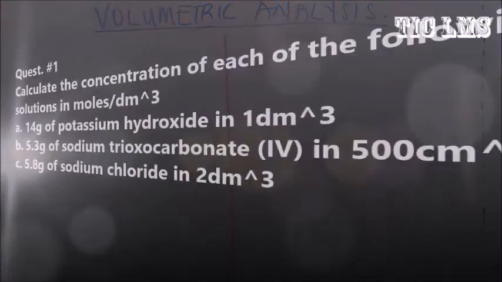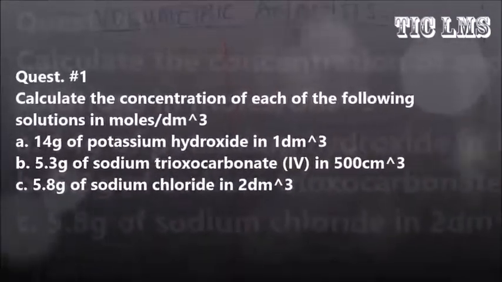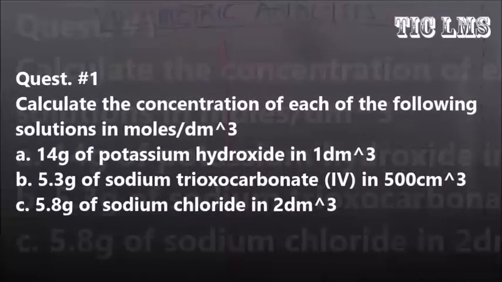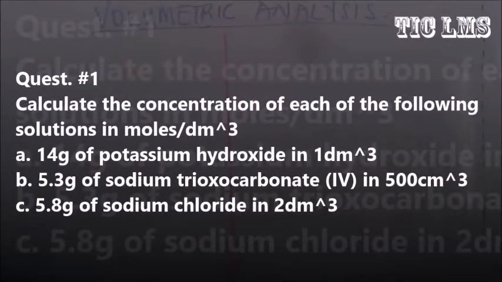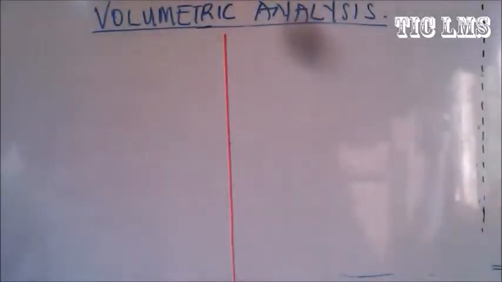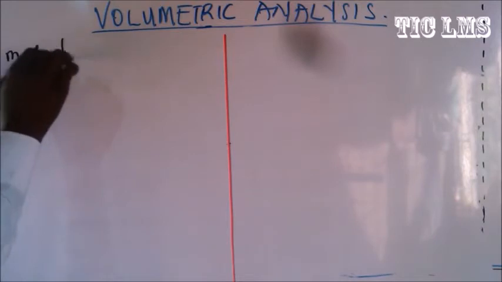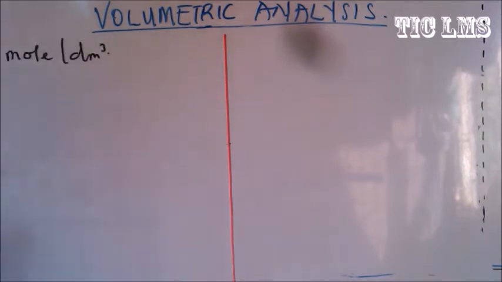We have to calculate the concentration of each of the following solutions in moles per dm cubed. A. 14 grams of potassium hydroxide in 1 dm cubed. B. 5.3 grams of sodium trioxocarbonate IV in 500 cm cubed. And C. 5.8 grams of sodium chloride in 2 dm cubed. Here, we want to calculate the concentration in mole per dm cubed. Alright, so this is our focus, mole per dm cubed.